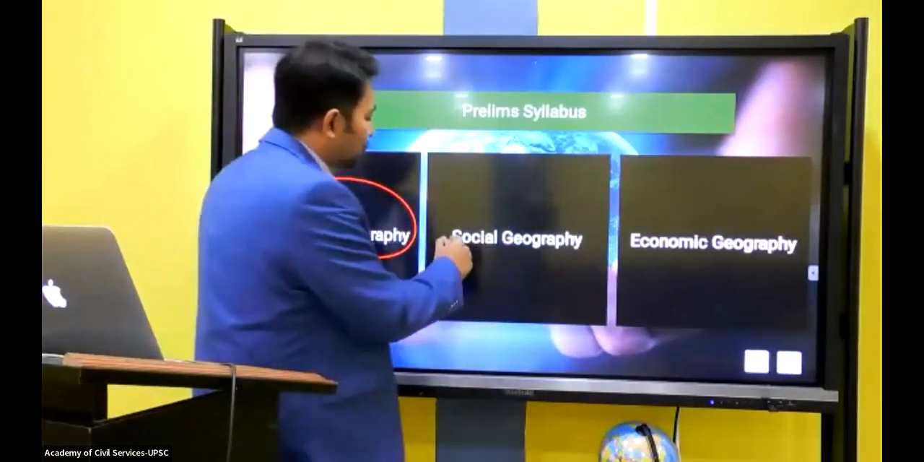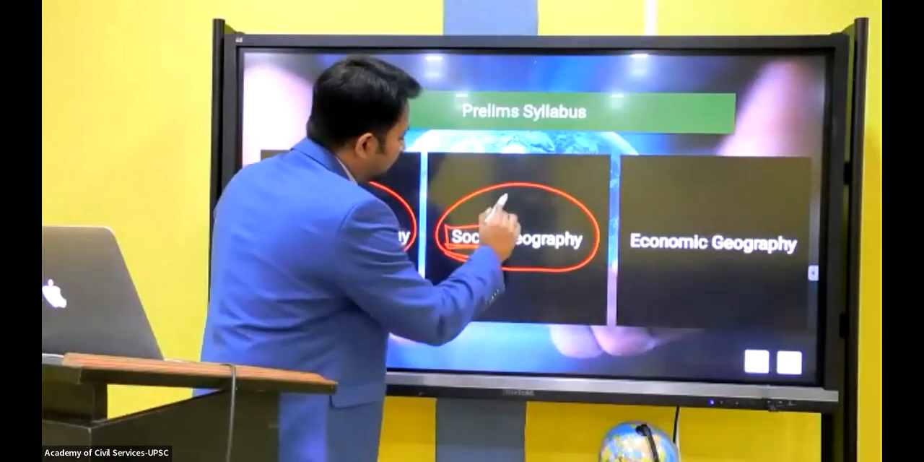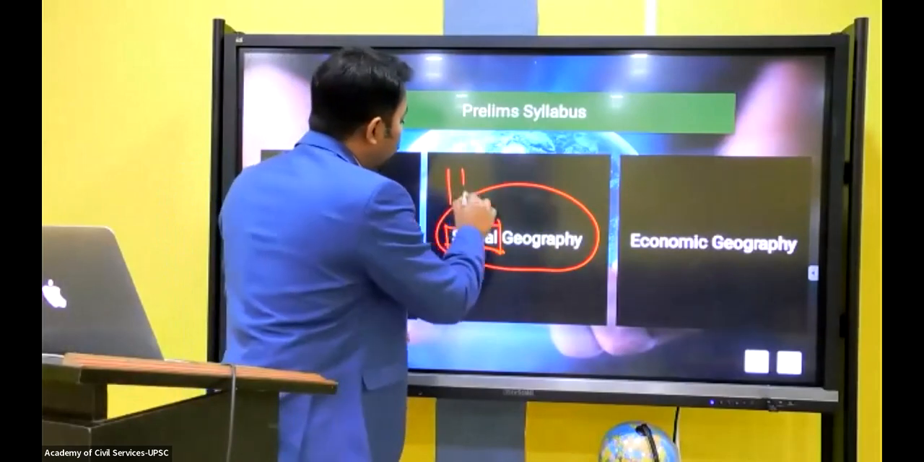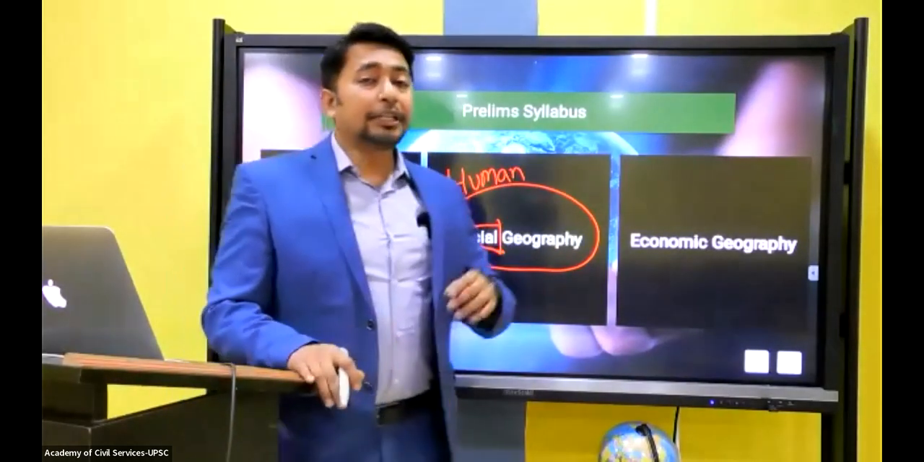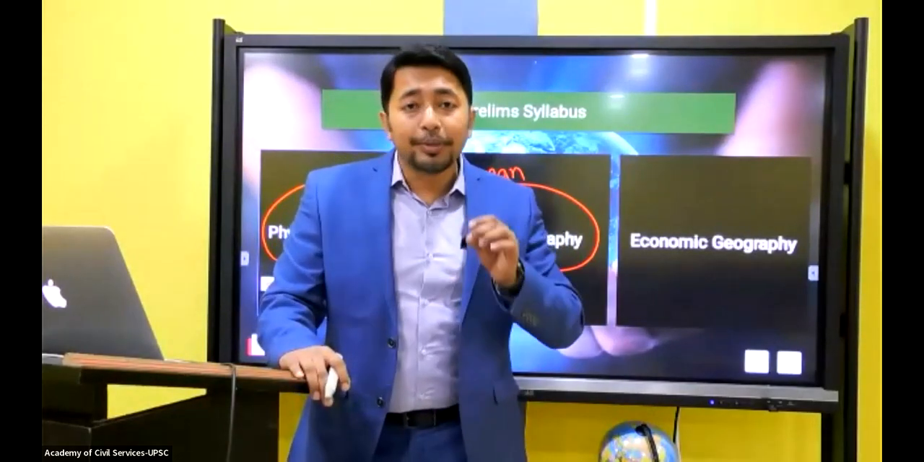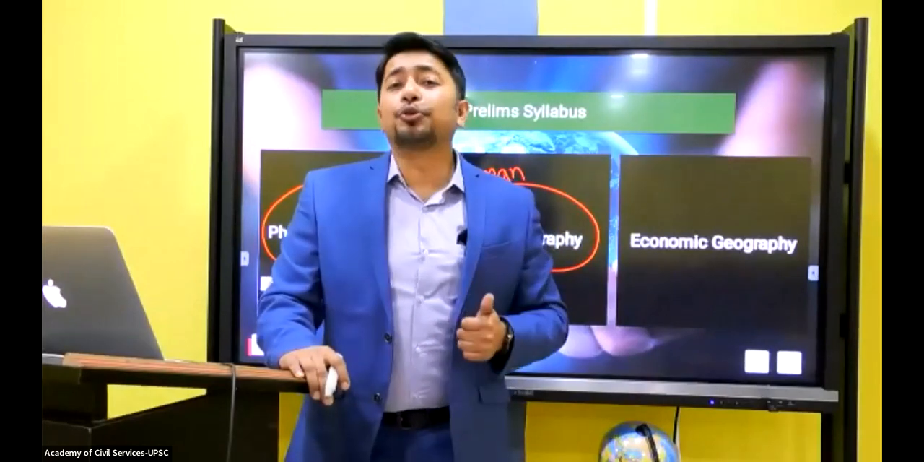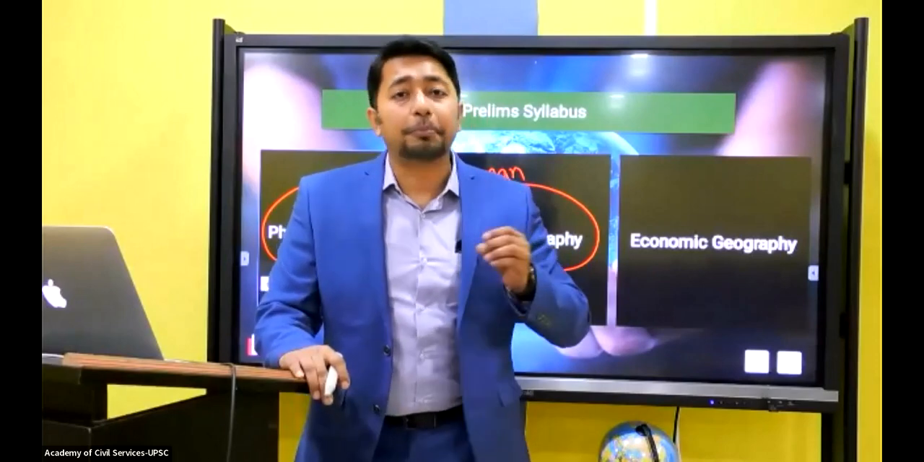Next we have social geography. The term social is sometimes also known as human geography. You must have learned human geography in your 11th and 12th, like in the NCERT, for those from the arts background. So here we are going to learn everything about humans, everything about people.